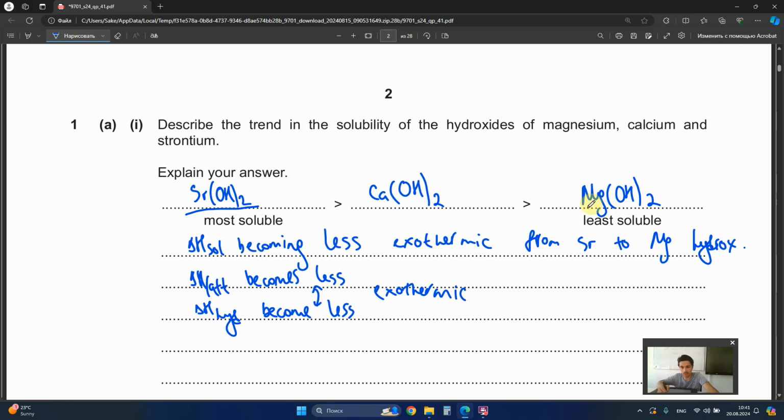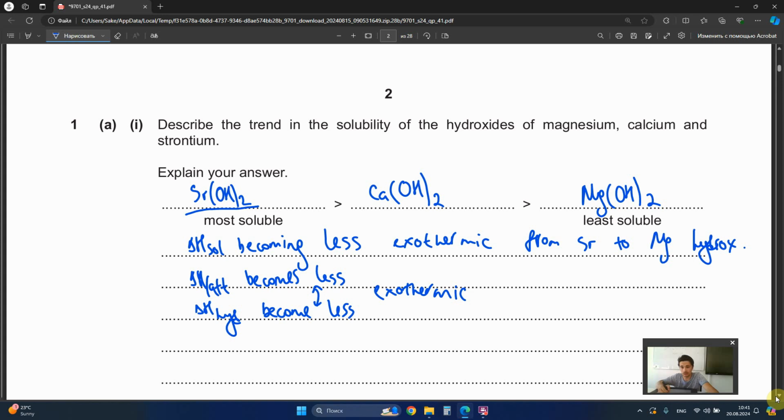In that case, it means that enthalpy change of solution of magnesium hydroxide becomes less exothermic. So most exothermic is for strontium hydroxide, meaning that the solution of it is more favorable. And you also can relate to enthalpy change of lattice and hydration because they are related to each other. So enthalpy change of hydration becomes less from strontium to magnesium, and lattice enthalpy is also becoming less exothermic. So it's not decreasing, so it's just less exothermic. So that's how you can answer this question.